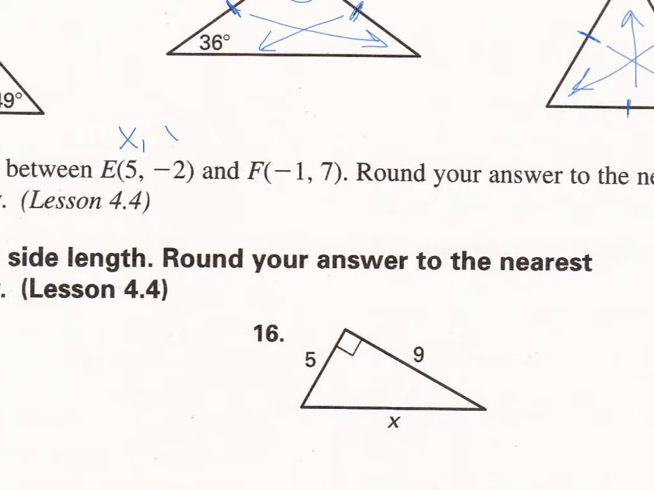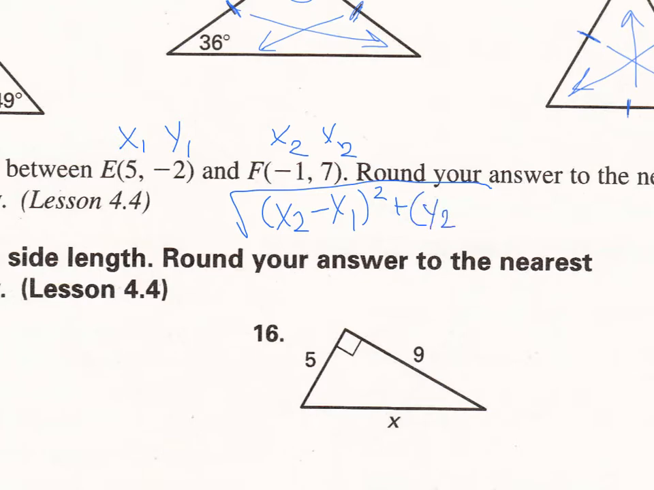So there's x1, y1, x2, and y2. You need to use this formula to find your distance. Square that, plus, and square that. That'll help you find the distance between those 2 points in number 14.